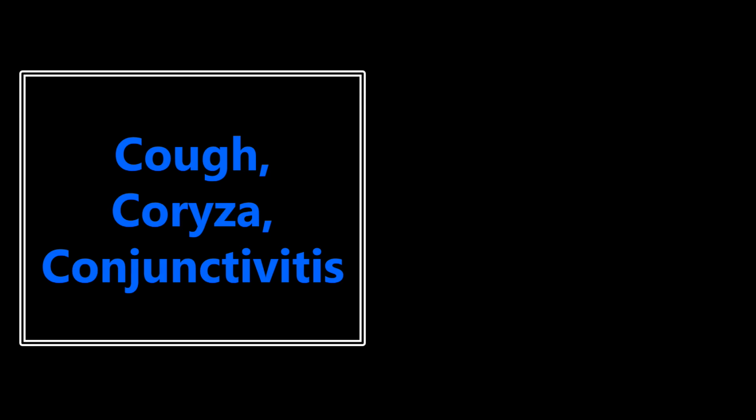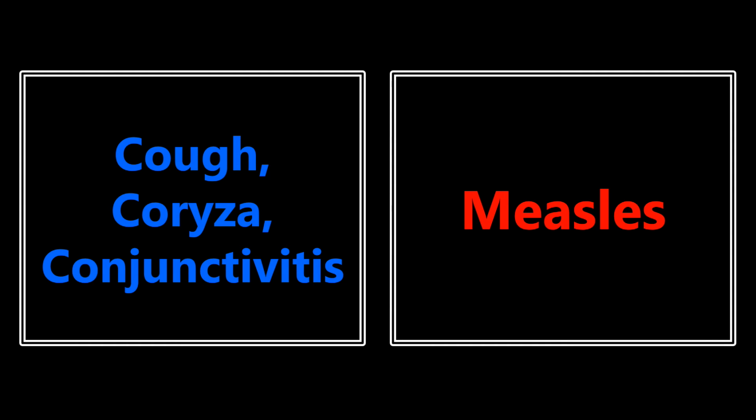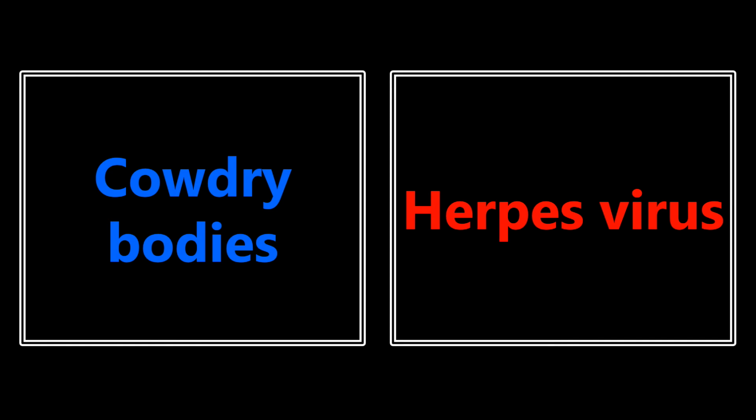The next one, cough, coryza, and conjunctivitis. These are the three C's that are associated with measles. I doubt that they'll just give you that straight up and make the question that easy. But if they do, you can make the association with measles. The next one is Cowdry bodies, and if you see these or if they're mentioned, you want to be thinking about a herpes virus infection.